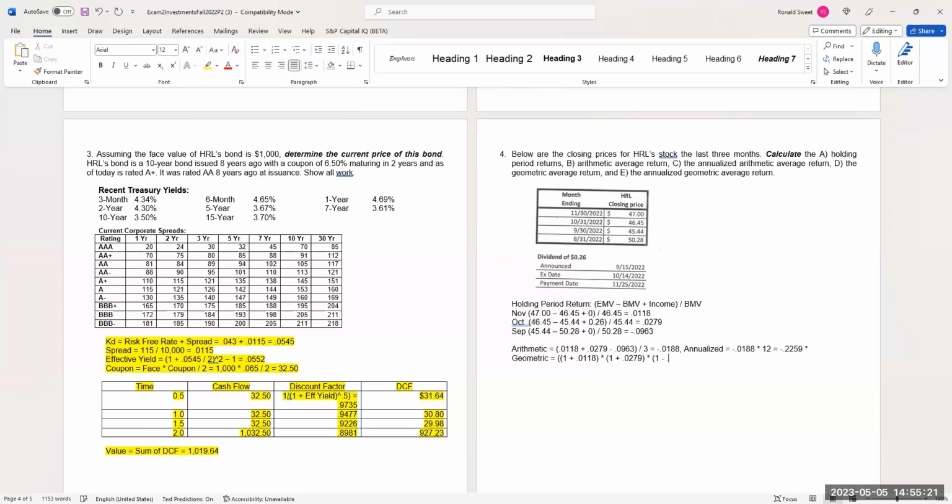1 minus 0.0963. So you link them all. Make sure you multiply all of that together and raise it to the 1 divided by 3. That whole thing minus 1. And you know you can get something that's going to be lower than the arithmetic. The 0.118 has to be lower than that, and I get minus 0.0204.